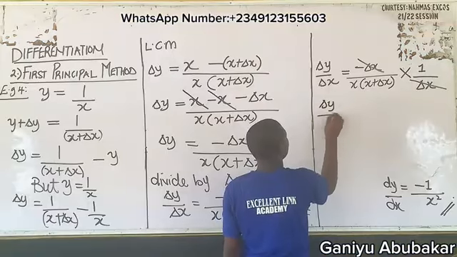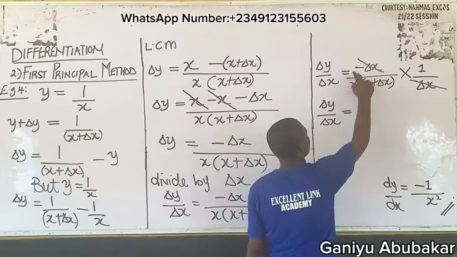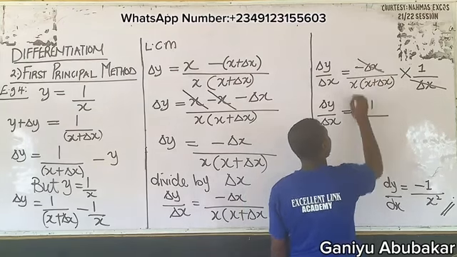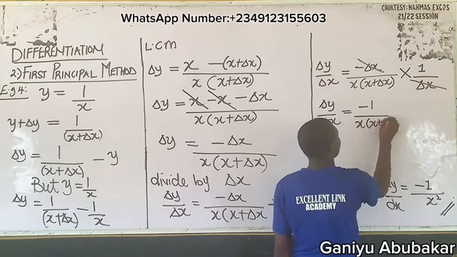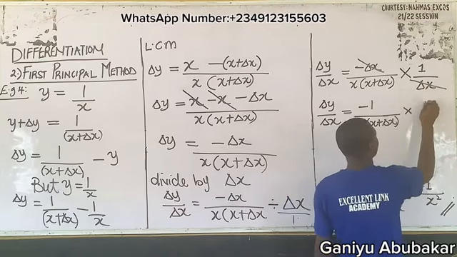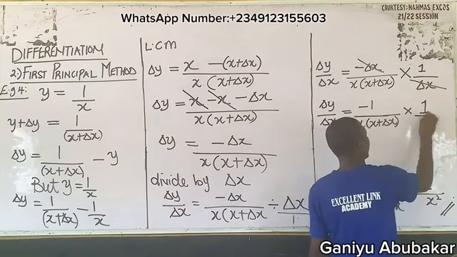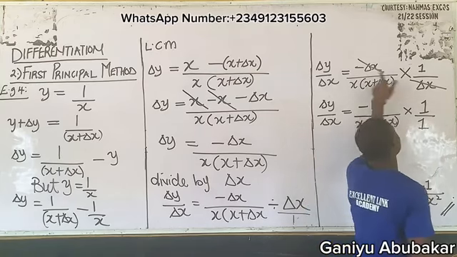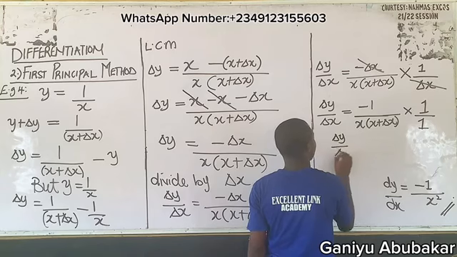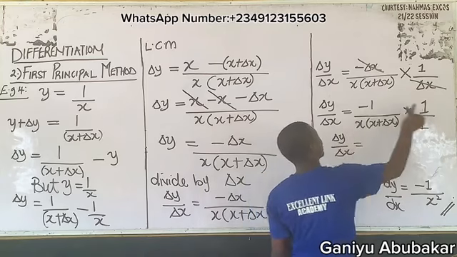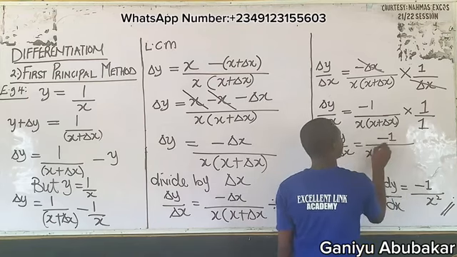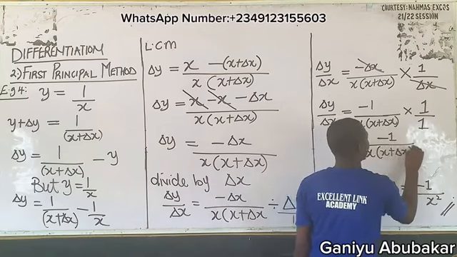Change in y over change in x now is equal to -1, right? There'll be 1 here left, all over x into x plus change in x times, this is 1 over 1, of course, that will give 1 over 1, because if this divides this, there will be 1 here, 1 here. So multiply this through, I'll have change in y over change in x is equal to -1 times 1, which is of course -1, all over what? x into x plus change in x.